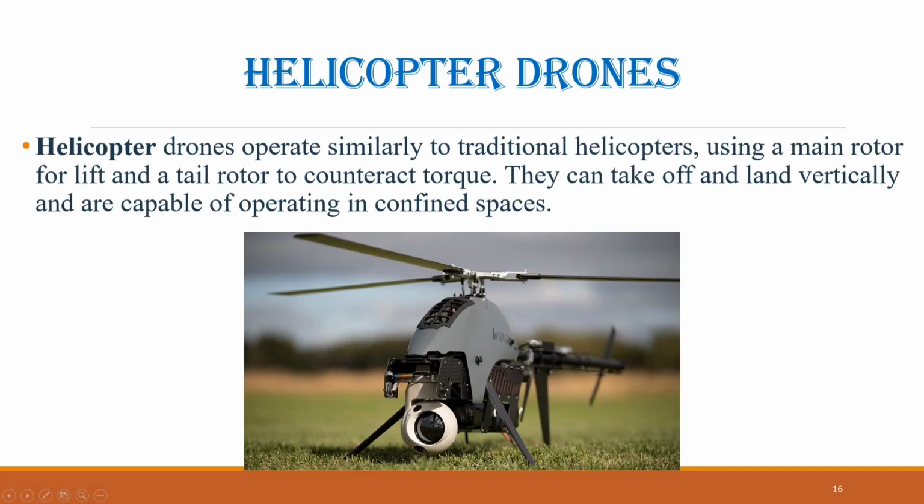Helicopter drones. Helicopter drones operate similarly to traditional helicopters, using a main rotor for lift and a tail rotor to counteract torque. They can take off and land vertically and are capable of operating in confined spaces.